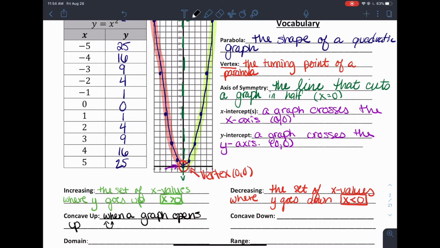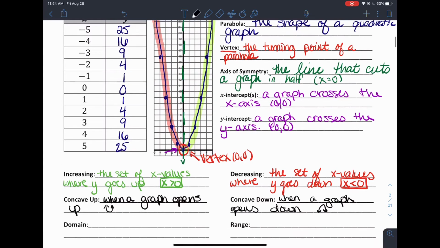While concave down is when a graph opens down. So it kind of makes an N shape. Concave up makes like a U shape. Concave down makes like an upside down U, or kind of like an N.